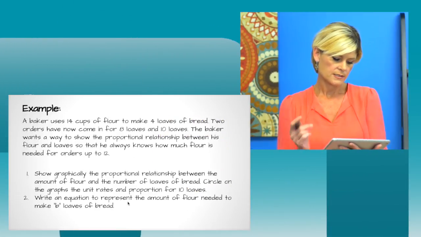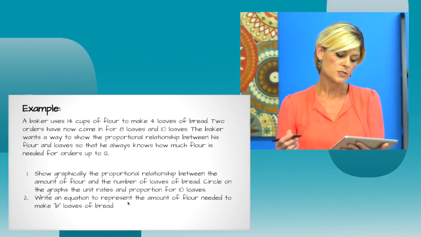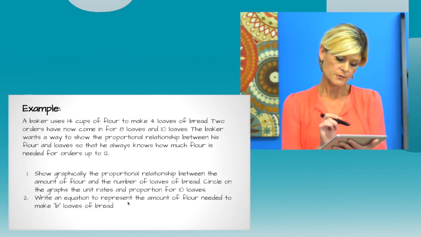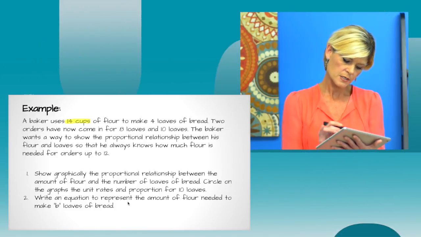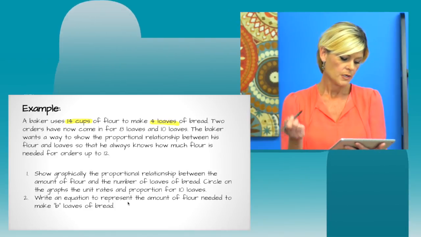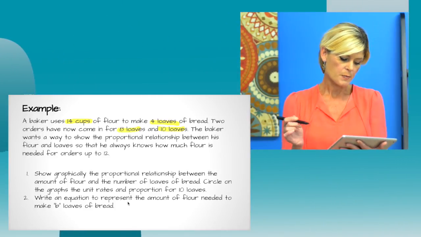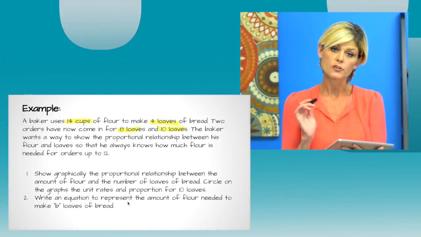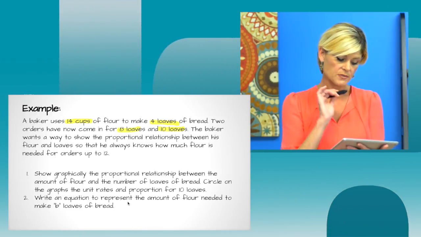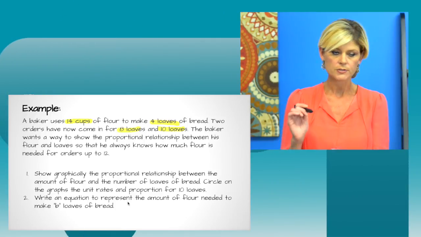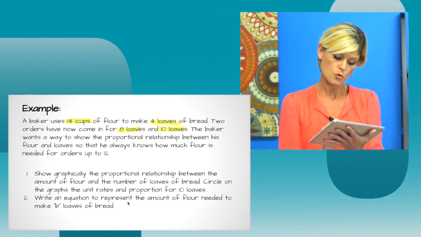Let's use this example. A baker uses 14 cups of flour to make 4 loaves of bread. Let's highlight 14 cups, 4 loaves. Okay, 2 orders have now come in for 8 loaves and 10 loaves. The baker wants a way to show the proportional relationship between his flour and loaves so that he always knows how much flour is needed for up to 12.